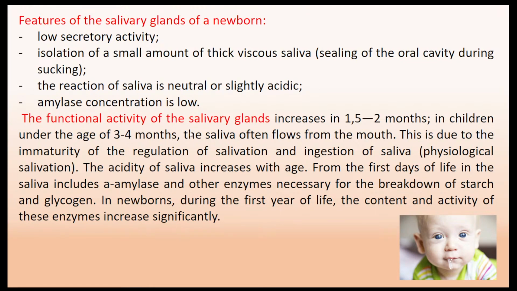The functional activity of salivary glands increases in 1.5–2 months. In children under the age of 3–4 months, saliva often flows from the mouth. This is due to the immaturity of regulation of salivation and ingestion of saliva, physiological salivation. The acidity of saliva increases with age.